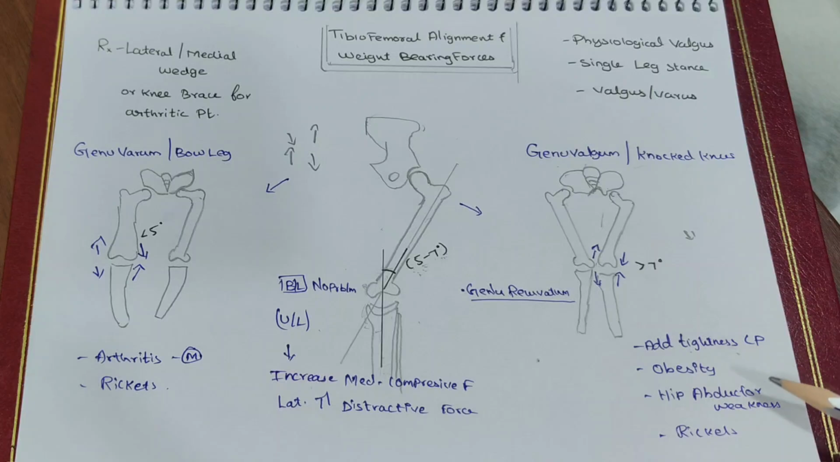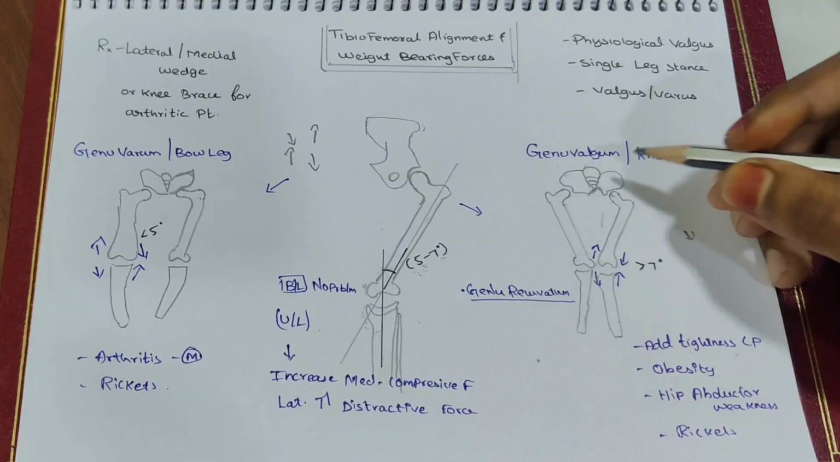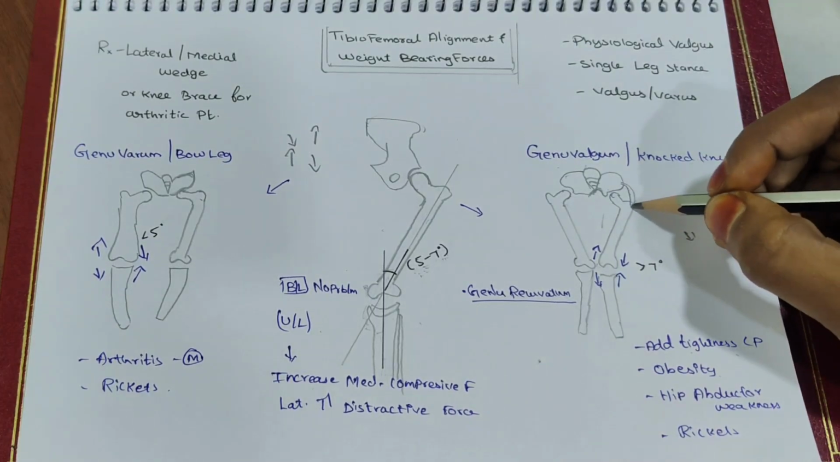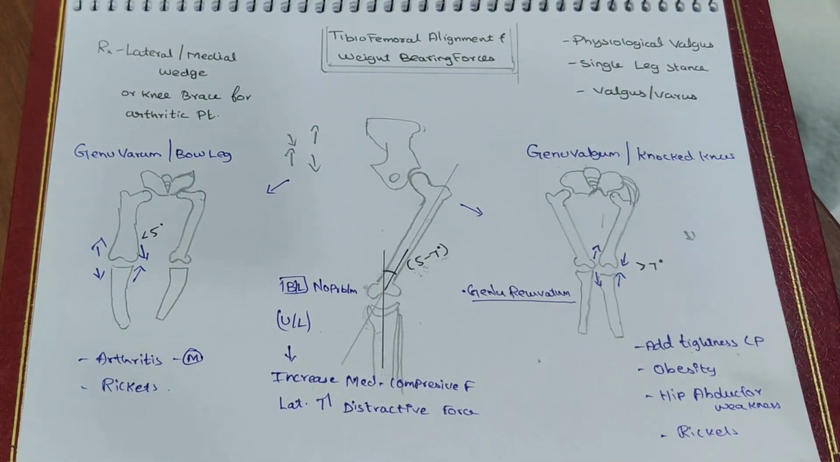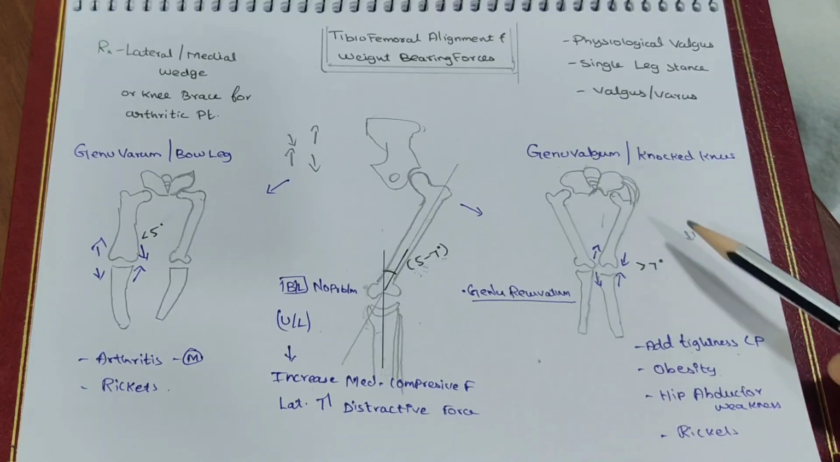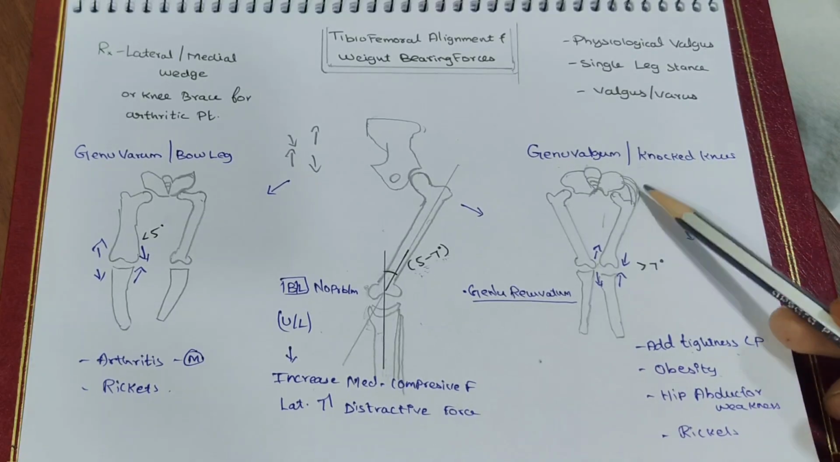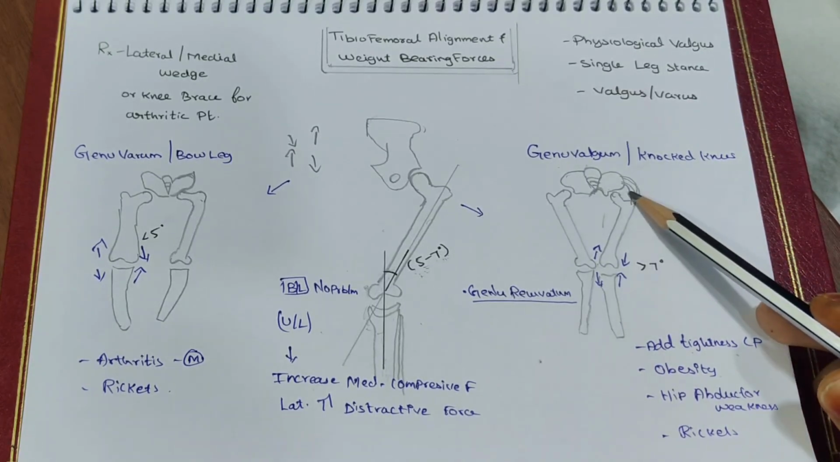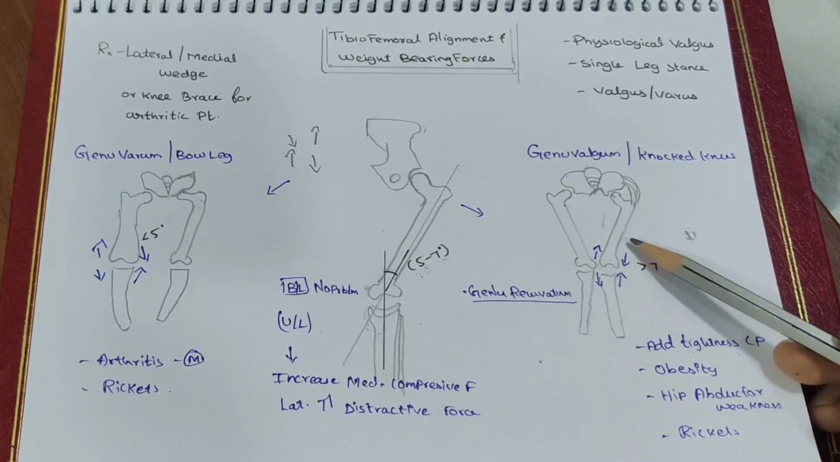And obesity is also one of the factors for genu valgus. And hip abductor weakness. See, hip abductors are here. What will this abductor do? It will abduct the hip and maintain it. If it gets weakened, it will go for adduction.